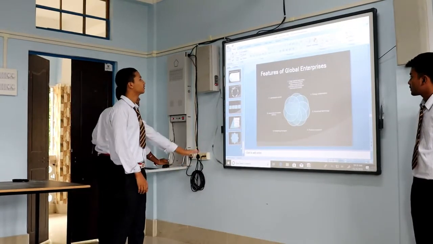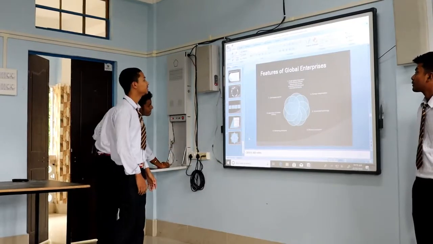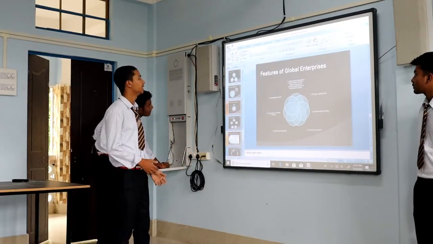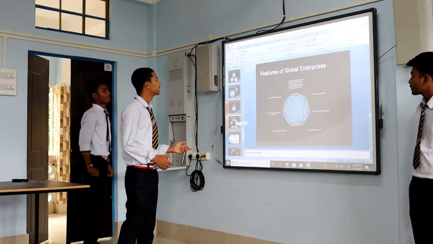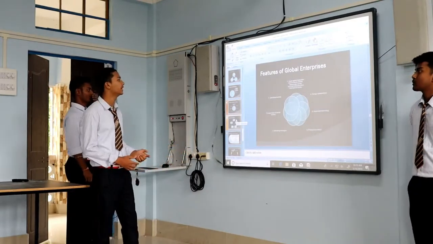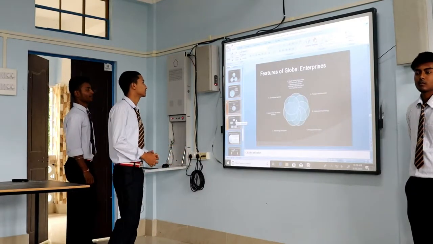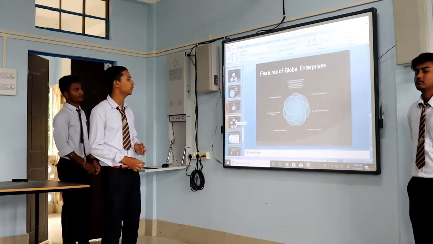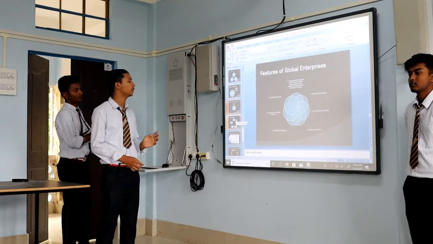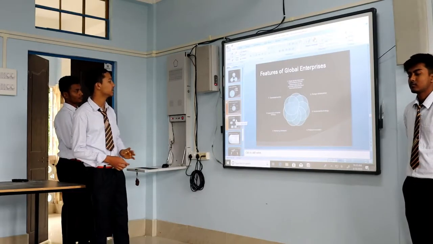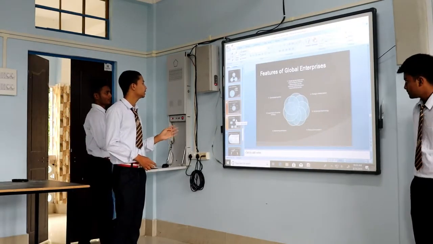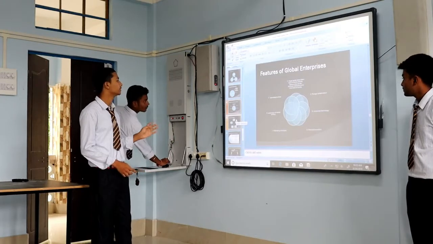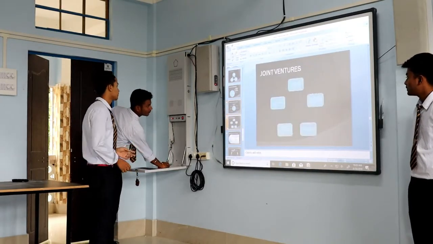So here are the features of global enterprises. First one is huge capital resources: issues of equity shares, debentures, bonds, financial institutions and international banks. The second one is foreign collaboration. Third one is advanced technology. Fourth one is product innovations. Fifth one is marketing strategies. Sixth one is expansion of market territory. And seventh one is centralized control.